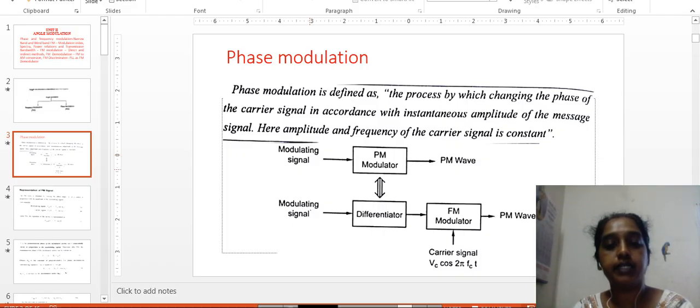The modulating signal is sent to a phase modulator, and we get the phase modulated wave. If the modulating signal is sent to a differentiator, it has to be sent to the FM modulator with the carrier signal being added, and we get the phase modulated wave.